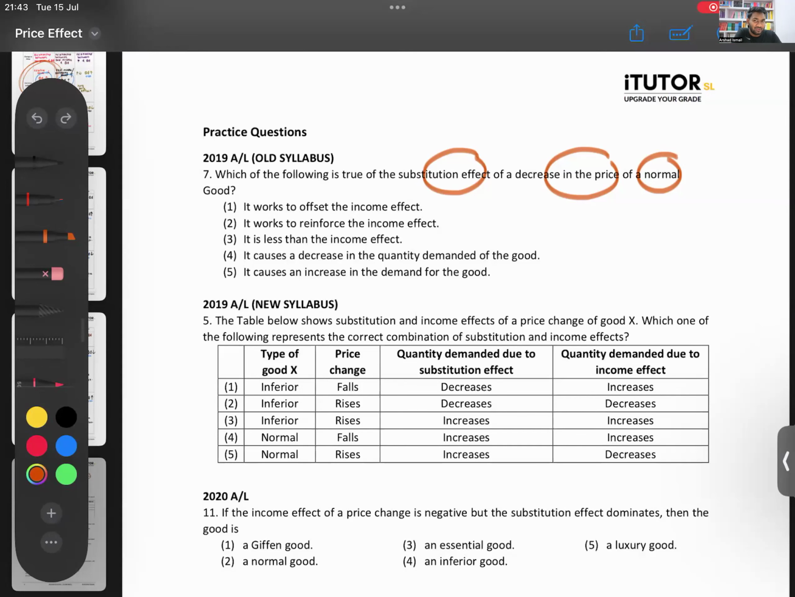Which one is yours? 1, 2. These are difficult MCQs now. 1, 2, 3, 4, 5. Okay. Final answer. Locked in. Can't change after this. I have all 5 answers on the chat box.